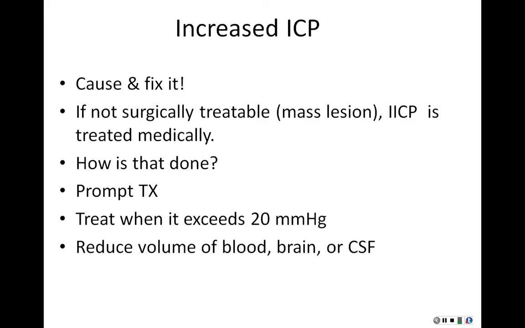Once it's identified that the pressure has elevated, we need to do something quickly because these patients can deteriorate rapidly and can expire on us. Generally we treat the ICP when it exceeds 20, and sometimes we will see them wait for a little while and try to do some things before they get real aggressive. We want to try to reduce the volume of blood, brain, or cerebral spinal fluid, because we know that's prime property.